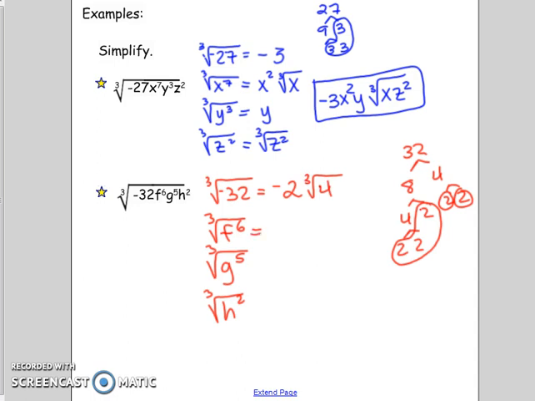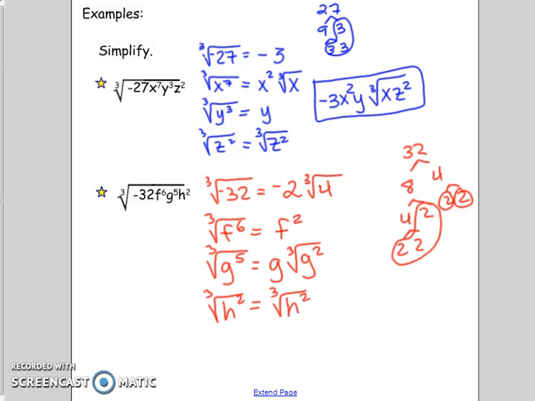The f to the 6th is a multiple of 3. So I'm going to divide 6 by 3, and I get f squared. G to the 5th is not a multiple of 3. So the closest multiple would be 3. So 3 divided by 3 is going to be g. And that means I have 2 left over. So g squared on the inside. Cubed root of h squared, since 2 is not greater than or equal to 3, I'm going to leave that exactly the way it is.